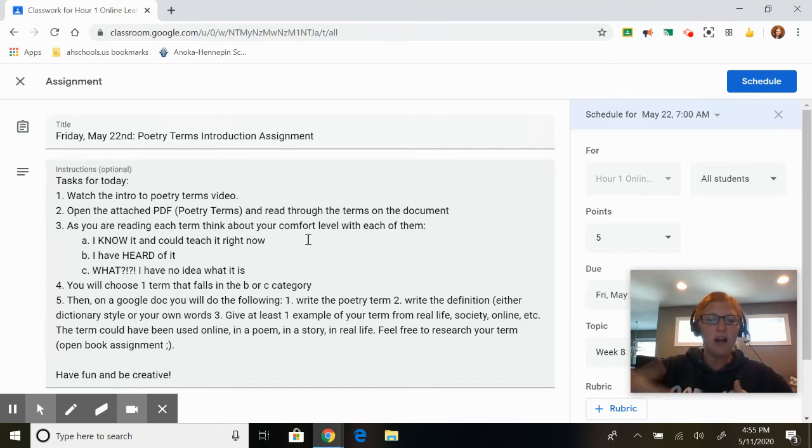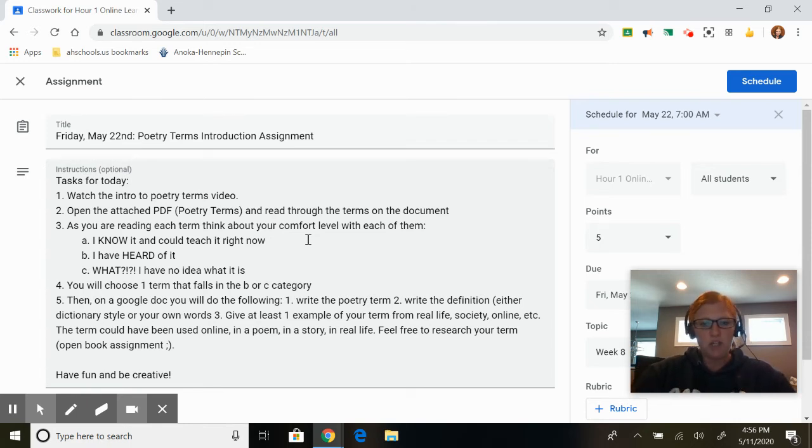Once you've gone through each of those terms, read them, and figured out your comfort level with them, you're going to find one of those terms that falls in the B or the C category. So don't pick a term that you think, I could teach that to the class right now. We want you to open your knowledge of poetic terms. So pick something that you actually don't have a ton of knowledge with, so you can do a little research on it and learn a little bit more about it.